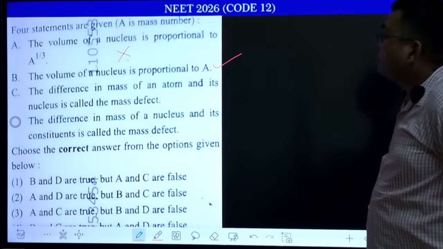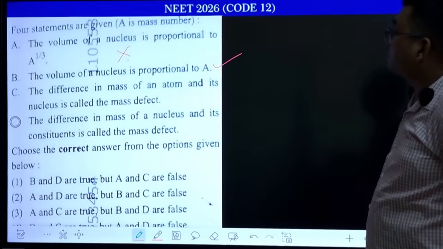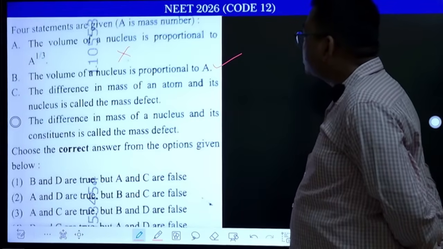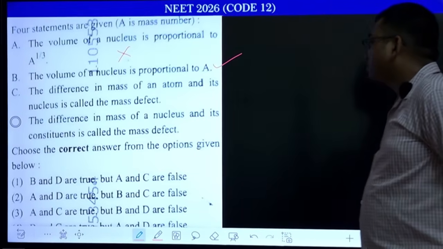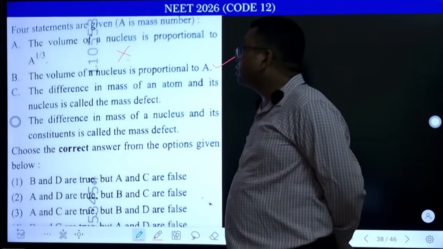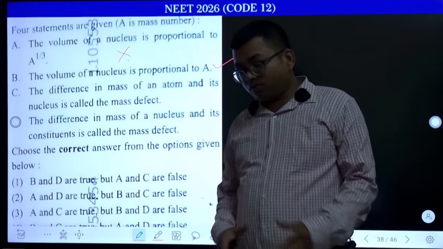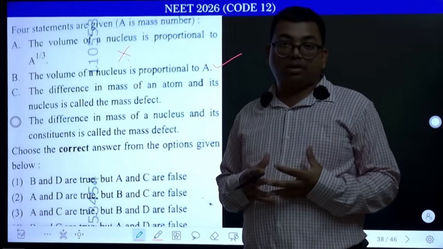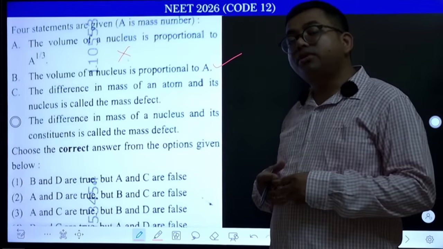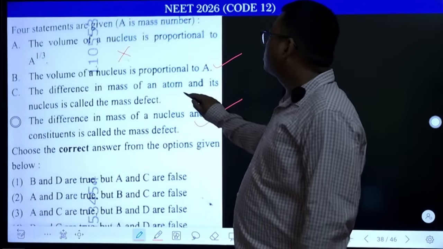Difference in mass of an atom and its nucleus is called mass defect. The difference in mass of nucleus and its constituents is called mass defect. Because if you take the atom, then electrons are also there, and you are not considering the electrons. So when we take the actual mass of nucleus and the theoretical mass of nucleus, which is nothing but the mass of the constituents, the difference in mass of nucleus and its constituents, this is correct. This is not going to be correct.